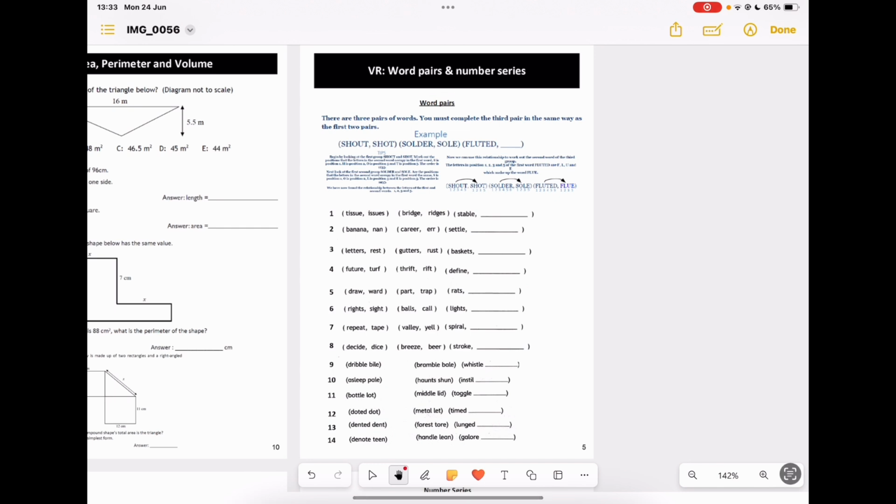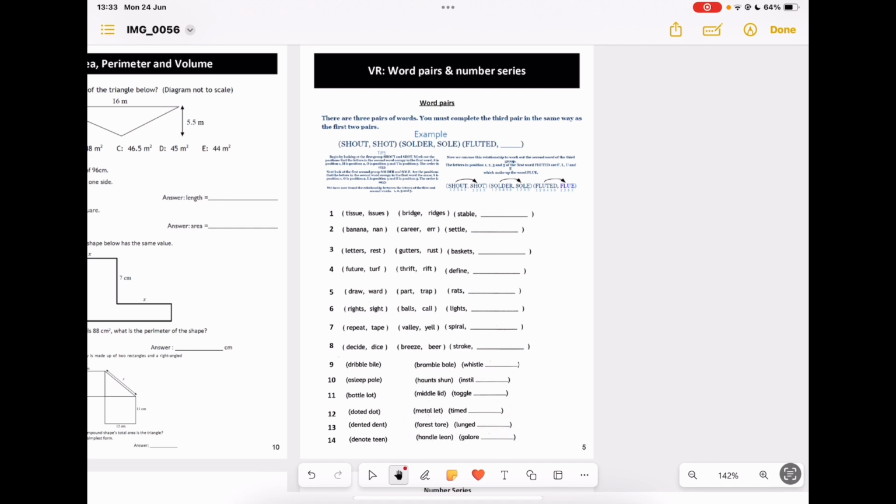So here we can see that tissues and issues is then bridge and ridges and stable. Okay, so word pairs means that, well, I'll just read out the explanation. So there are 3 pairs of words. You must complete the third pair in the same way as the first 2 pairs. So, for example, shout and shot, you're removing the U. Solder and soul, you're removing the R. Fluted and then something. So you can see here the method that takes place.